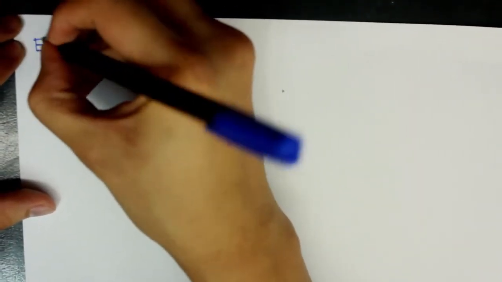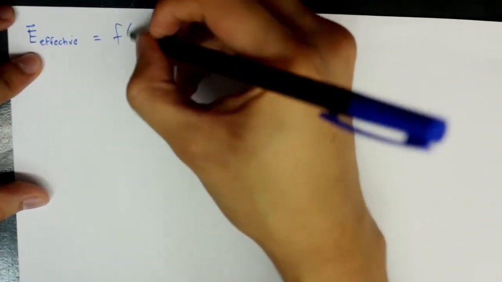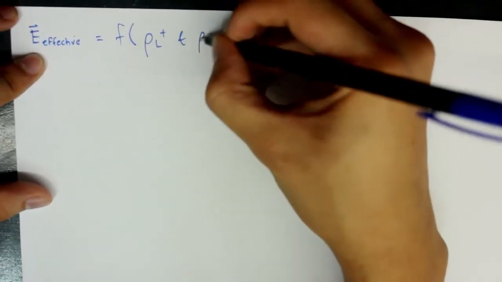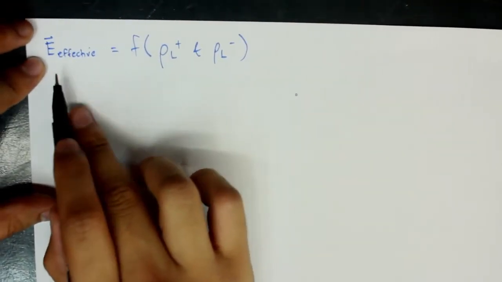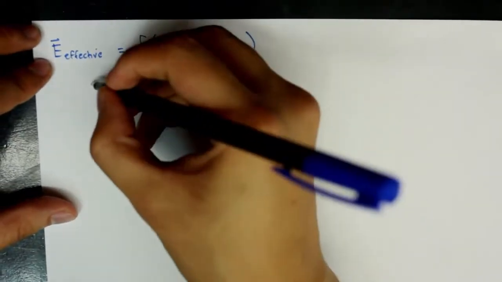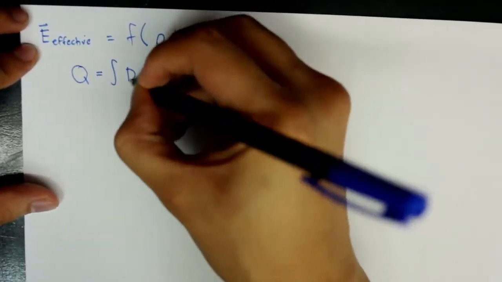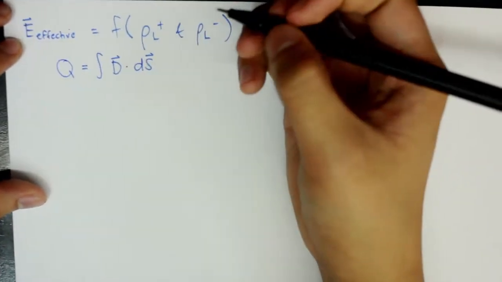Moving on to the next problem, we were asked about the surface charge density. So, how to solve for that? Remember Gauss' law? Yes? So, the conducting plane now will be our Gaussian surface. Since our effective E is a function of rho L plus and rho L minus, we only need to find the normal component of this electric field to that surface. We know from Gauss' law that Q equals D dot dS.